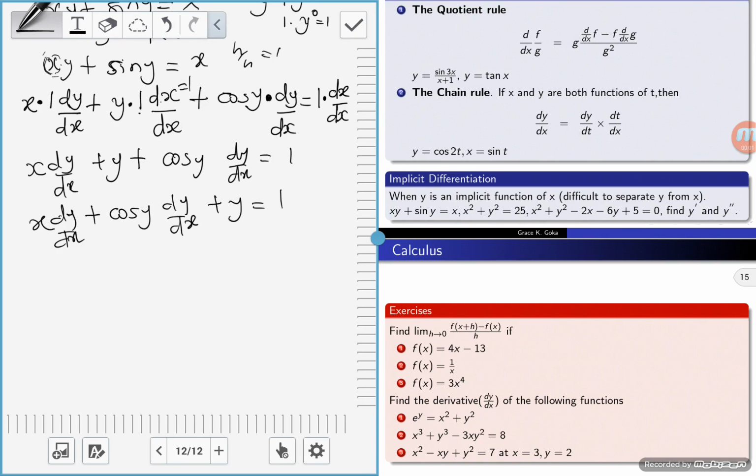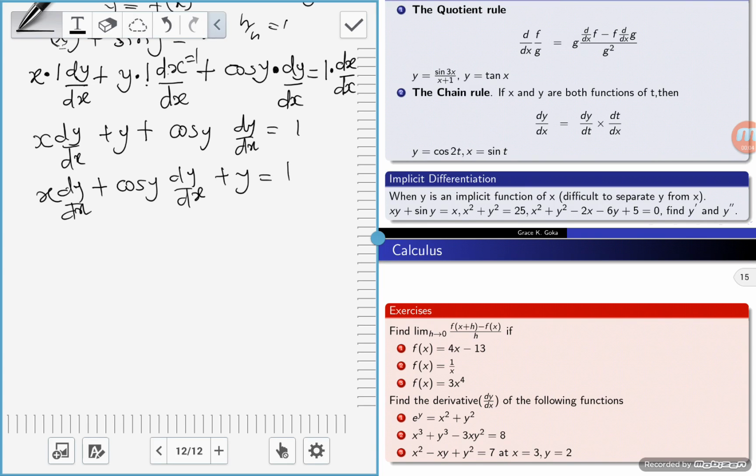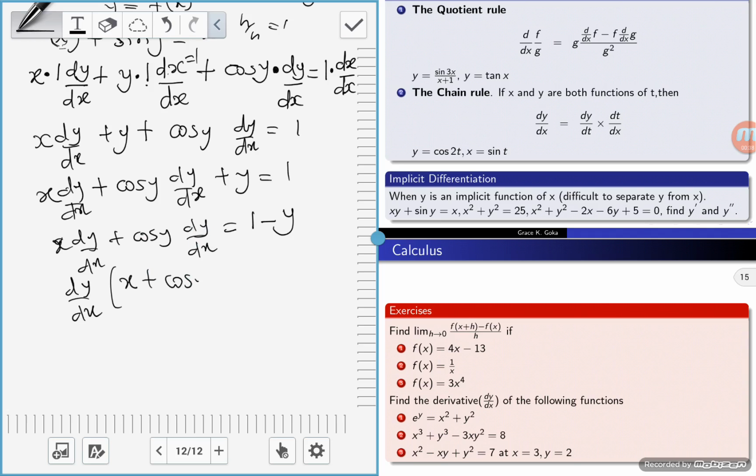Okay, so what we've done so far is to differentiate the function implicitly, but what we want to look for is dy/dx. So what we've done so far is to group dy/dx into one side. So we have x dy/dx plus cos y dy/dx is equal to 1. We take the y to the other side, minus y. Now we factorize dy/dx out of the first term, we get x, plus factorizing dy/dx out of the second term, we have cos y, and this is equal to 1 minus y.